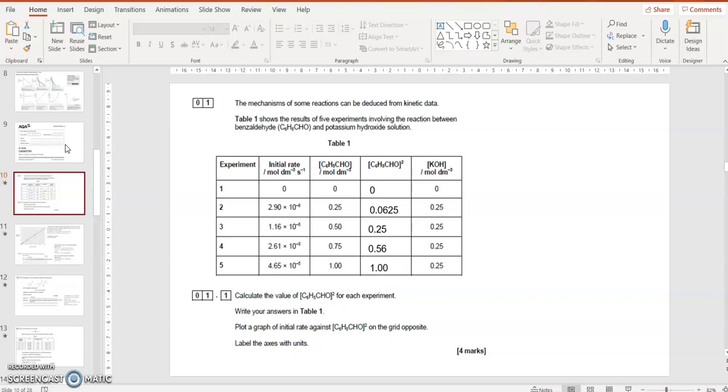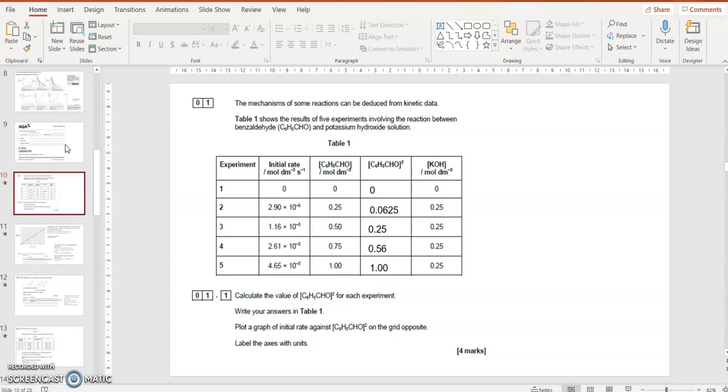Except time doesn't appear there. If time did appear there, if you do 1 divided by time, you'll end up with rate, or initial rate. So they've measured the times for each of those reactions to complete. We've done 1 divided by time, which is the rate.